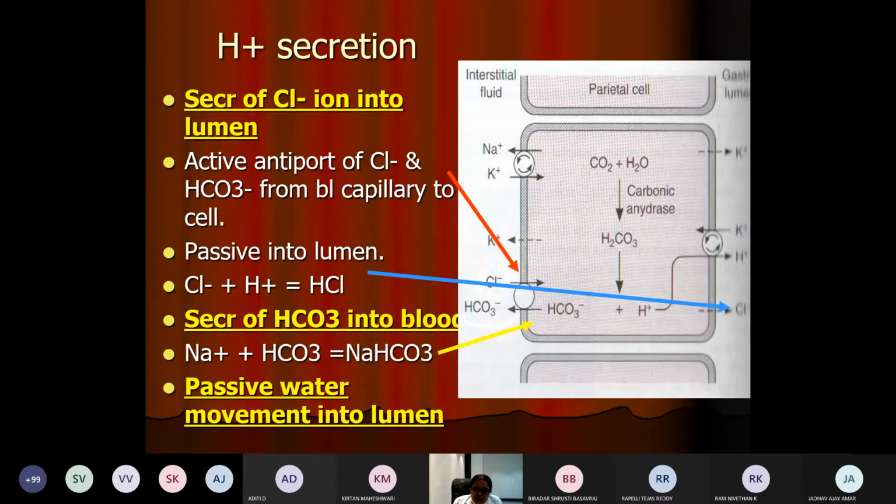Secretion of HCO3 into blood. Na plus HCO3, that is the NaHCO3. Passive water movement into lumen.